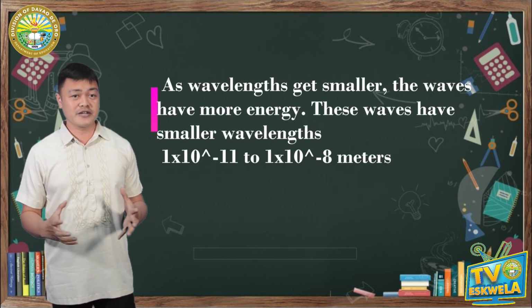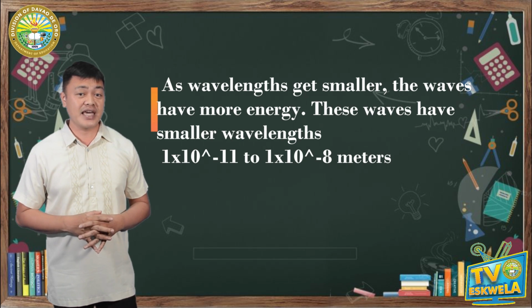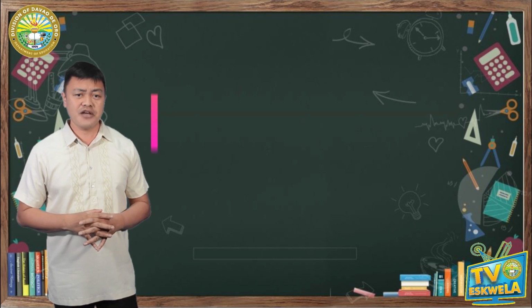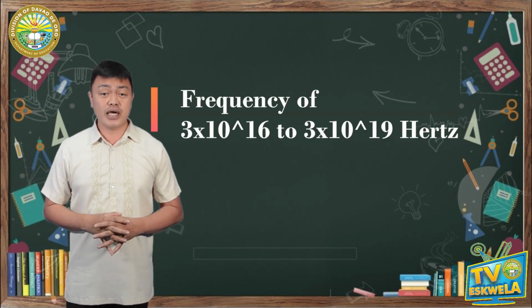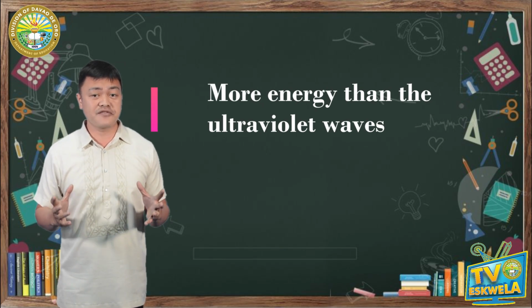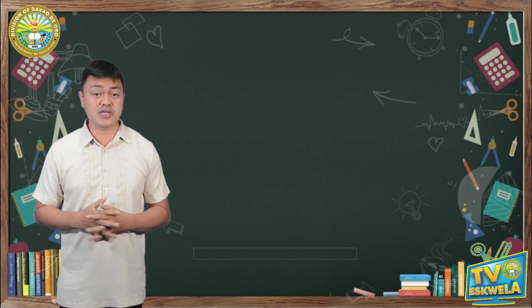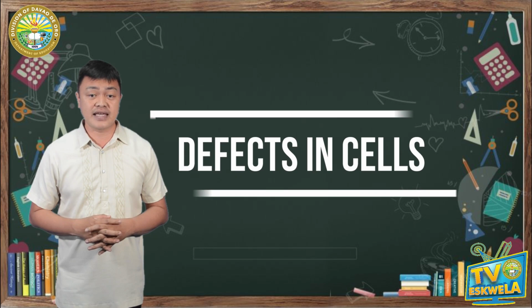As wavelengths get smaller, the waves have more energy. These waves have smaller wavelengths, 1 times 10 raised to the power of negative 11 to 1 times 10 raised to the power of negative 8 meters, and a frequency of 3 times 10 raised to the power of 16 to 3 times 10 raised to the power of 19 hertz, and therefore more energy than the ultraviolet waves. These waves are so powerful that they pass easily through the skin, allowing doctors to look at our bones. Lifetime exposure to these waves can cause defects in cells.